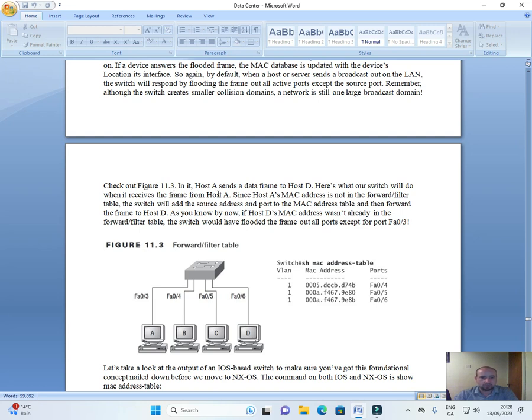Check out figure 11.3. In it, host A sends a data frame to host D. Here's what our switch will do when it receives a frame from host A. Since host A's MAC address is not in the forward filter table, the switch will add the source address and port to the MAC address table and then forward the frame to host D. As you know by now, if host D's MAC address wasn't already in the forward filter table, the switch would have flooded the frame out all ports except for port FA0/3.